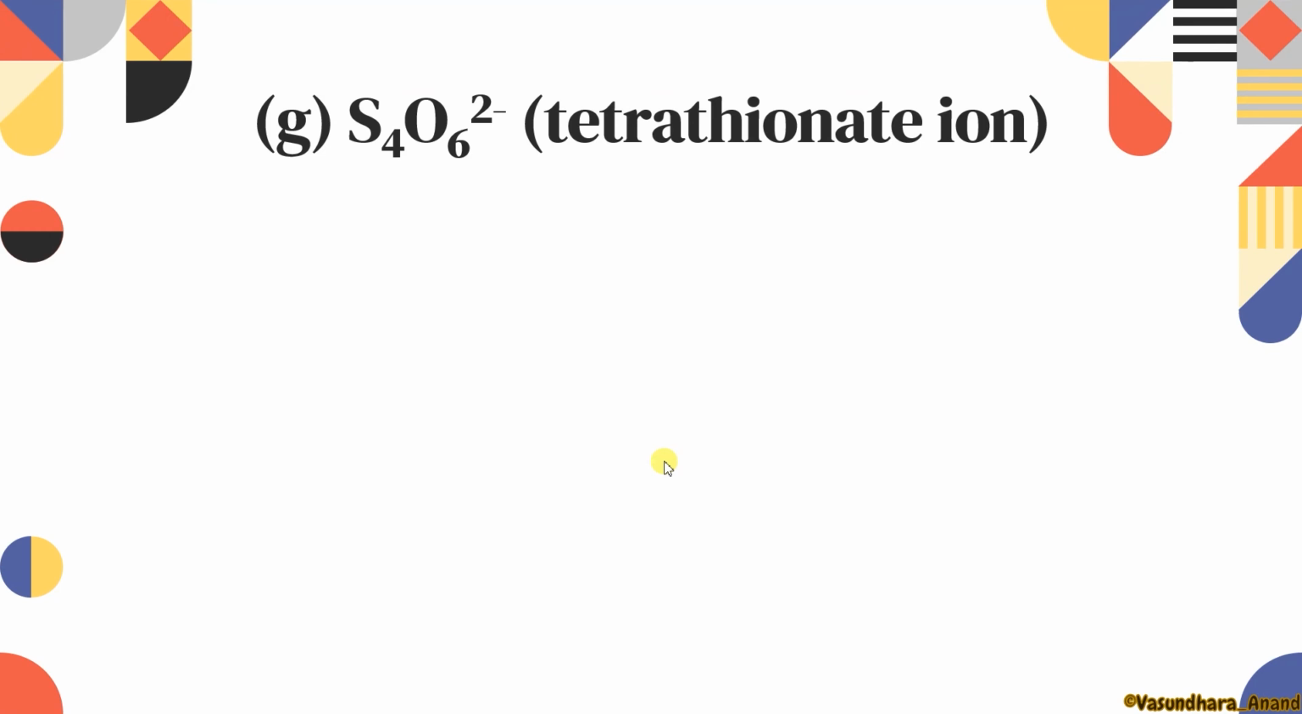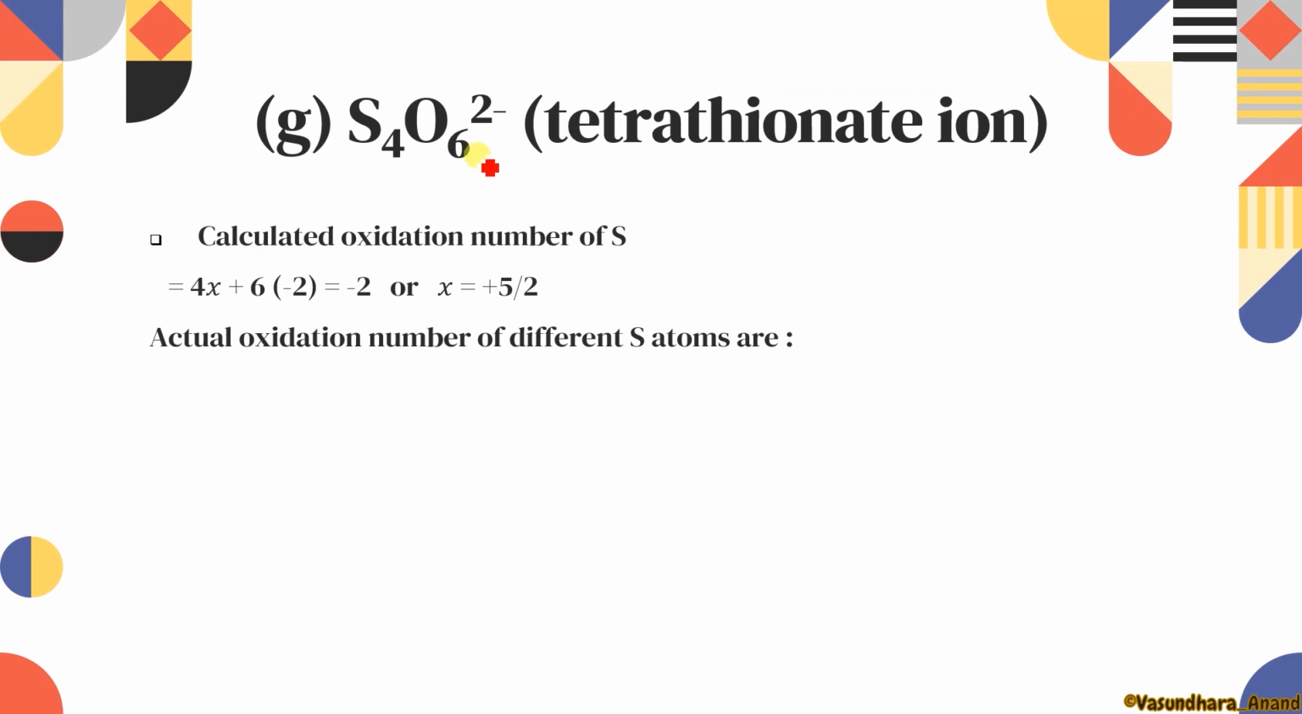ion. If we find the oxidation number, what will it be? It will be 5 by 2. Yes, check it. 4x, 12 minus 10, so 10 for 4 sulfur, so 10 by 4, that is 5 by 2, that is 2.5, isn't it? It means that all the 4 sulfur are in different states, and this one is the average oxidation state of all the 4 sulfur.